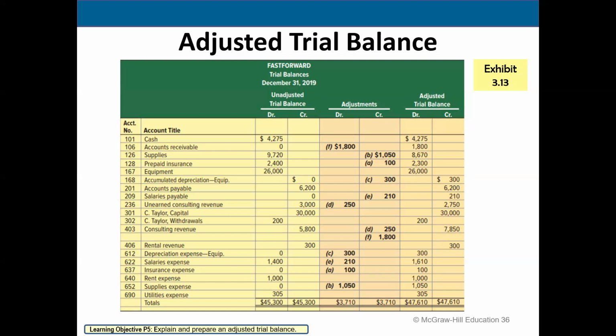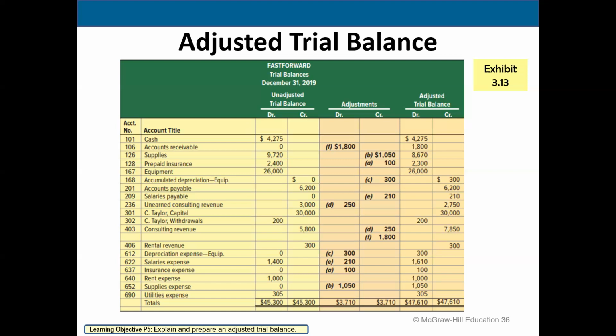Anyway, so this is how we make an adjusted trial balance. You'll see in the yellow on the left, we have the account titles and then the unadjusted balances of each of those accounts at the end of the financial period. This is December 31st, 2019. The next two columns represent the adjustments. And so we did all of our adjusting entries, and we did debits to some accounts and credits to other accounts. And there they are. And so we can see all of those adjustments. And then the last two columns represent the adjusted trial balance.